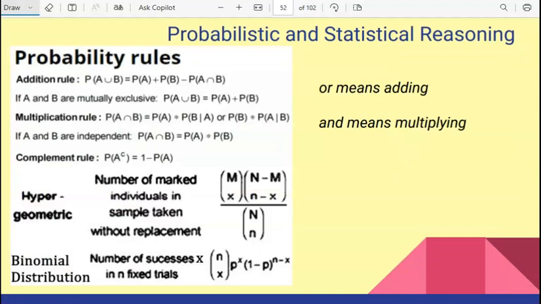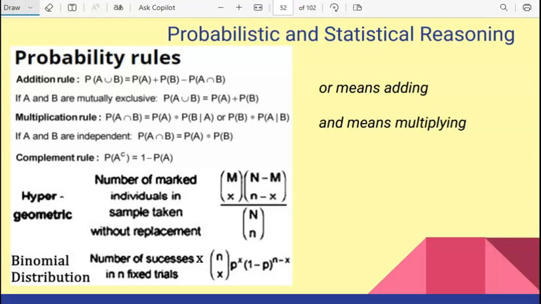Probability rules. We have the addition rule. The probability of A or B is equal to the probability of A plus the probability of B minus the probability of A and B. If A and B are mutually exclusive, you have the probability of A or B equals the probability of A plus the probability of B.